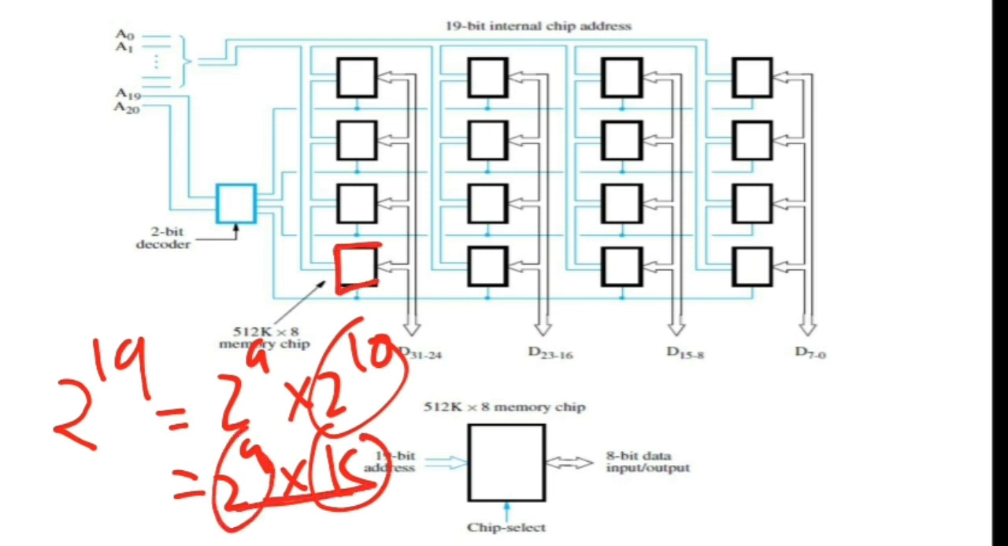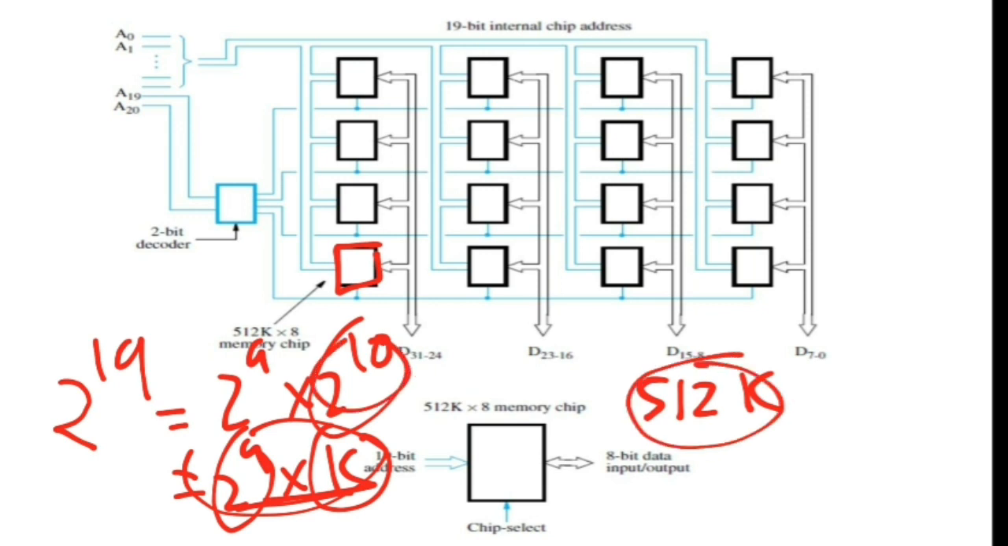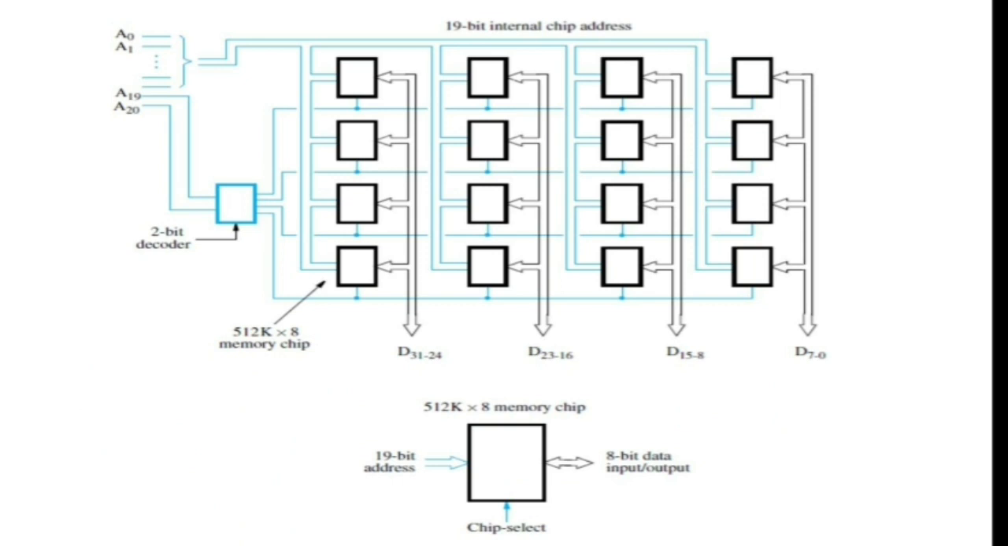So each of these, known as a chip, will have 2 raised to 9 times 2 raised to 10, that is 512k rows, and 8 inputs. It will have 8 inputs, because I need to store a total of 32. Remember in that question, I need to store 32 input lines, so it will be divided into 4 parts: 8, 8, 8, 8. So inside each of these, 8 inputs will go.